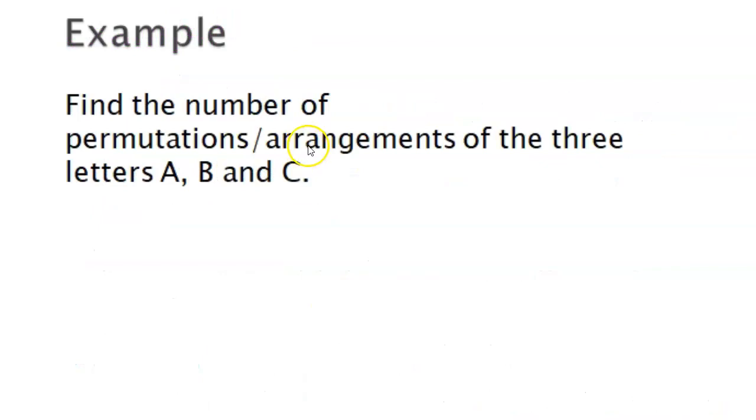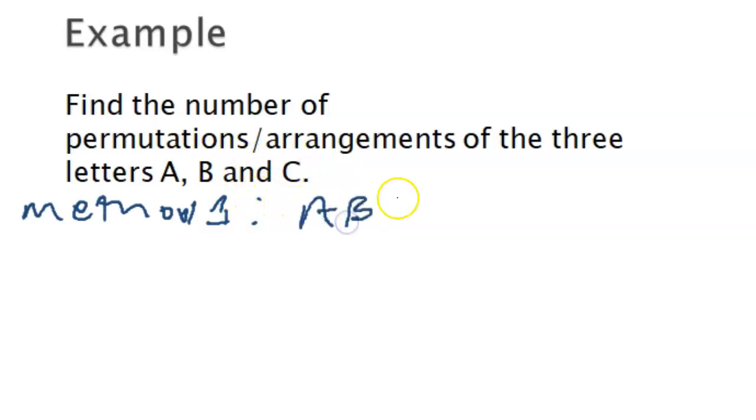So for example, if we're asked to find the number of permutations or arrangements of the letters A, B, and C, we can look at a few methods. Let's look at the first method. What we could do is find the different ways we can arrange A, B, C. We can arrange the letters A, B, C, A, C, B. We can put the A, then the C after.